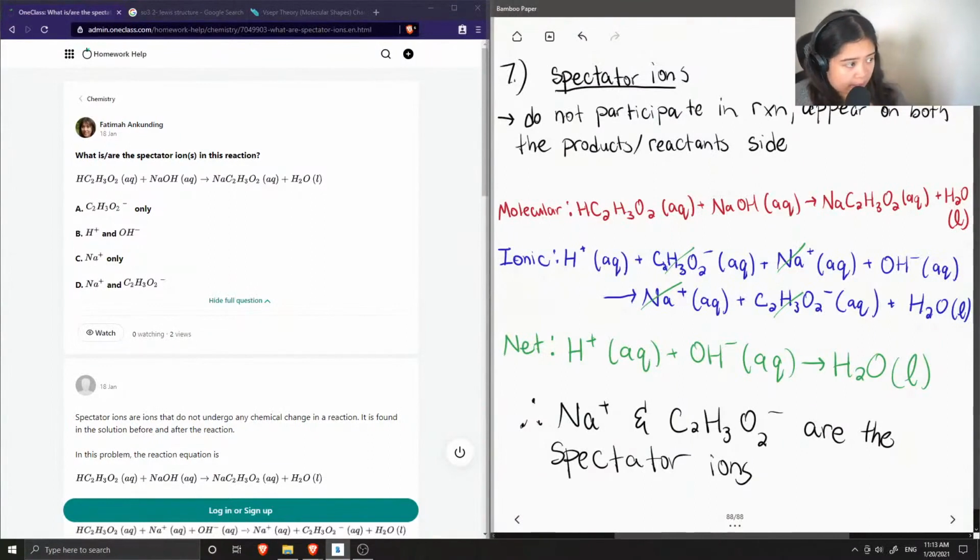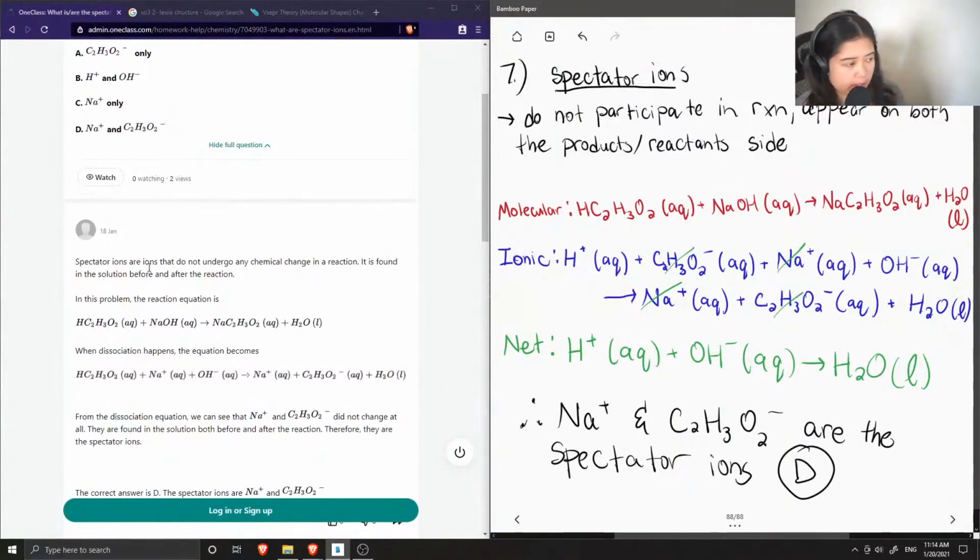And if we look at the options they give us in the question, we can see that this is option D. The rest are incorrect, and H plus and the OH minus are the ions participating in the reaction. So we know that that's incorrect, so our correct answer is D.